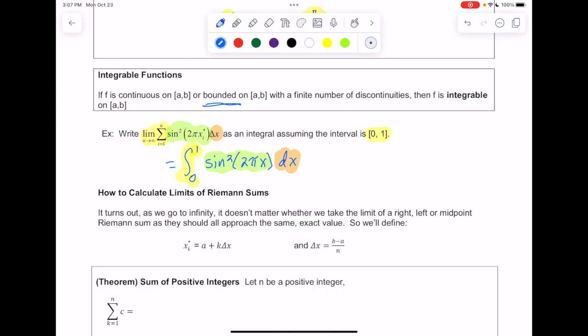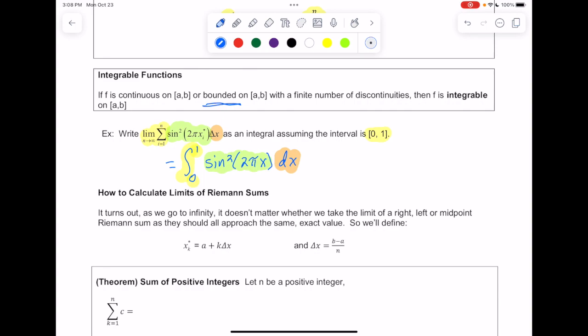It turns out as we go to infinity, it doesn't matter whether we take the limit of a right, left, or midpoint Riemann sum, as they should all approach the same exact value. So what we're going to do is define our x sub k star. Since we could pick any value we want, left, right, middle, or otherwise, we're going to define x sub k star as a plus k delta x.